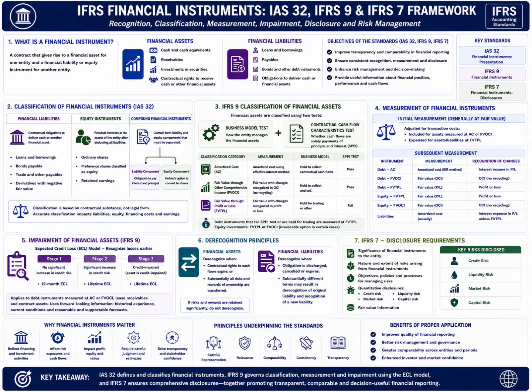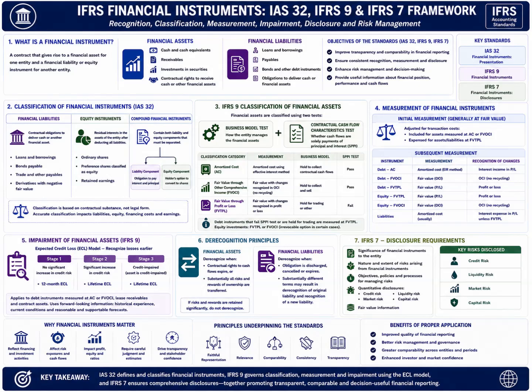Financial instruments are among the most technically complex areas within IFRS accounting standards because they involve recognition, classification, measurement, impairment, disclosure, and risk management. IAS 32, IFRS 9, and IFRS 7 collectively establish the framework governing financial instruments in international financial reporting. A financial instrument is defined as any contract that gives rise to a financial asset for one entity and a financial liability or equity instrument for another entity.